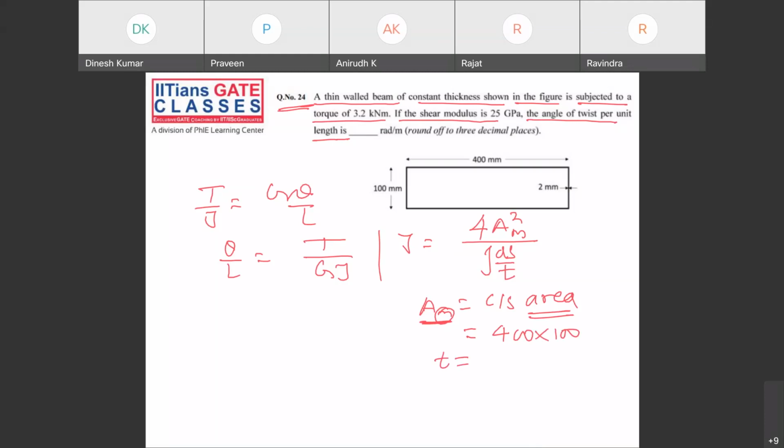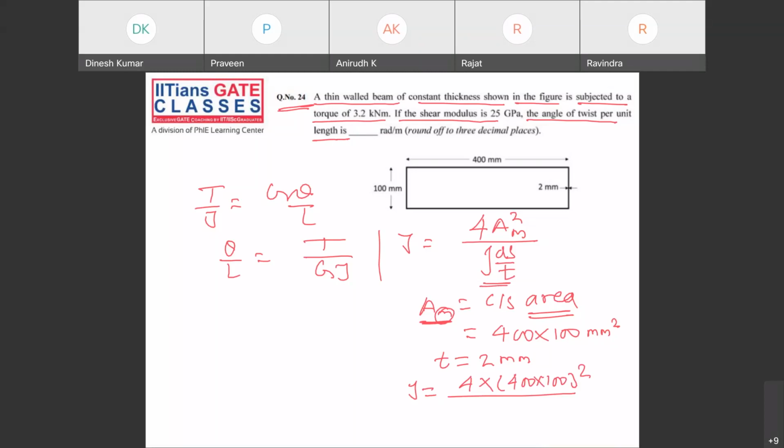So thickness is 2 mm. This is in mm square. So first, guys, find out J. So how can we find J? J will be 4 into 400 into 100 square upon, now integration ds by t.